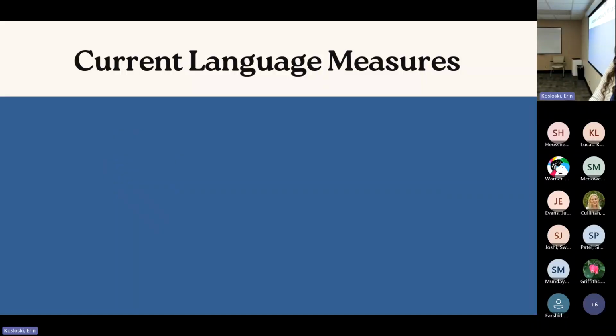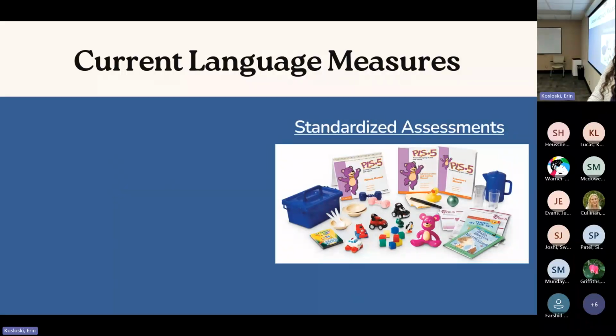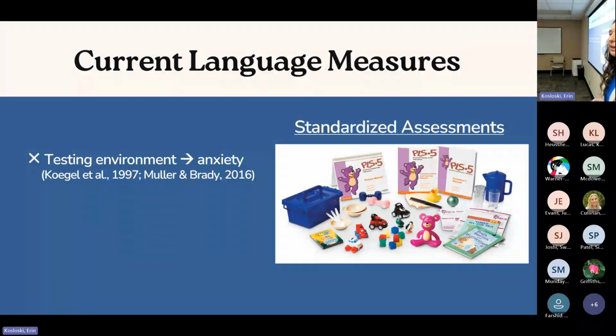Another common type of measure is standardized assessment. So here we have one example, which is the Preschool Language Scales, the infamous bear, the PLS, and these also have some limitations for autistic children. One is that they're often conducted somewhere like here, right? In the clinic, they come in with an unfamiliar clinician, an unfamiliar location, and they're being asked a lot of demands. And so this can induce anxiety for autistic kiddos.